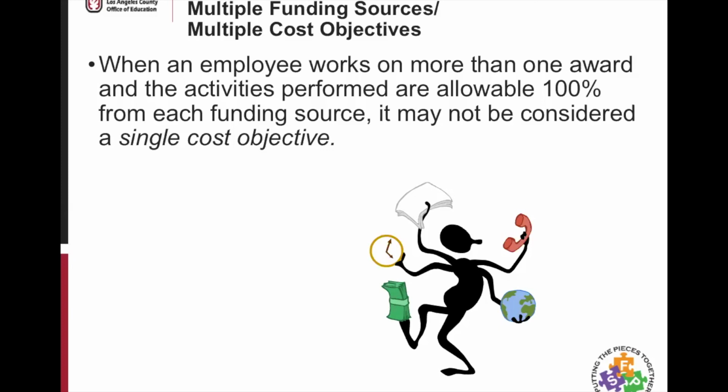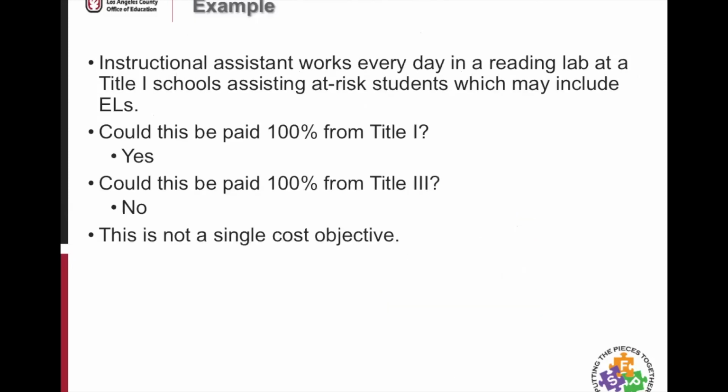No, activity works on more than one award, and the activities are allowable 100%. It may be considered a single cost objective. We're going to check this slide before we post it, all right? Let's move. It's 4:32. Let's move to the next one. We only have a few more. All right, so here's some examples.